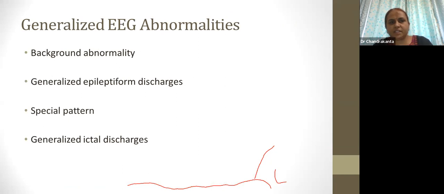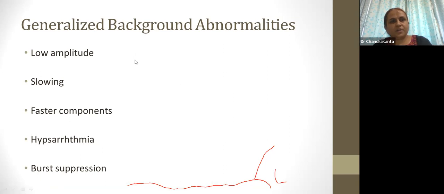Now the generalized EEG abnormalities. They can again be a background abnormality, or they can be generalized epileptiform discharges. They can be some special pattern pointing towards a specific epilepsy syndrome, and they can be generalized ictal discharges. Background abnormalities can be low amplitude EEG, generalized slowing or generalized fast activity of the waves, hypsarrhythmia, or burst suppression pattern.